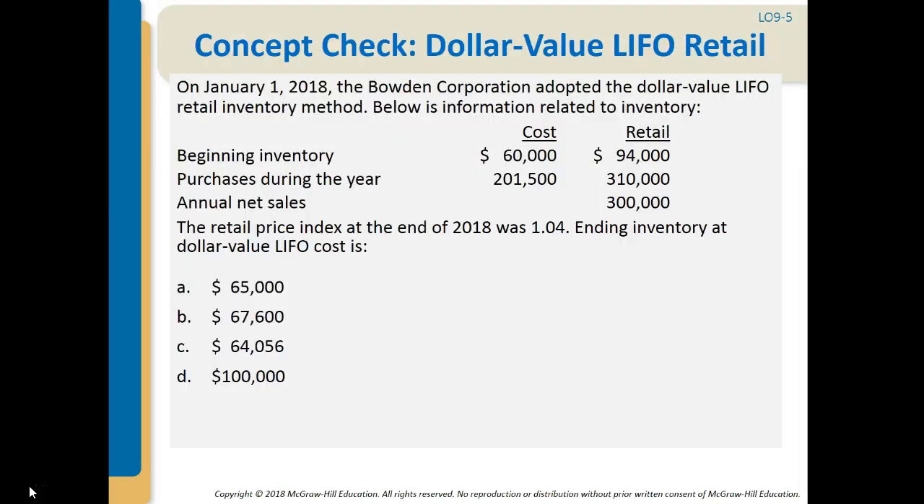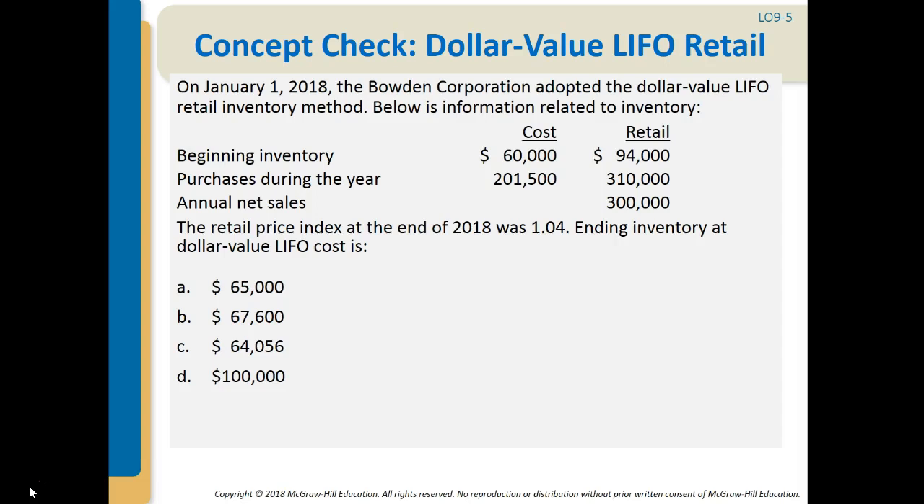So let's take a look at this concept question. On January 1st of 2018, the Bowden Corporation adopted the dollar value LIFO retail inventory method. Below is information related to inventory. So we see our beginning inventory at cost of $60,000, retail of $94,000, purchases during the year, cost $2,015, retail $310,000, and then annual net sales of $300,000. The retail price index at the end of 2018 was 1.04.